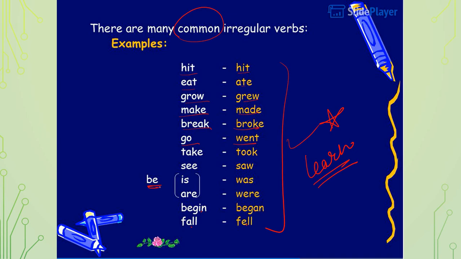The forms of be, is and are in the present, will become was and were in the past. And how they will be used? I showed you the table. Was will be used with I, she, it, like that, and were will be used for you, they.